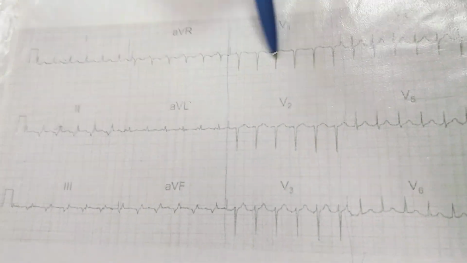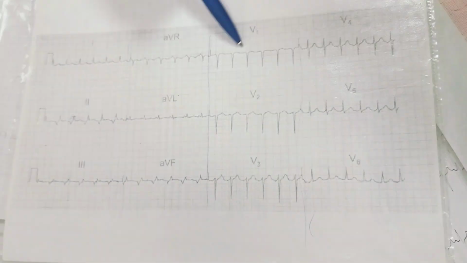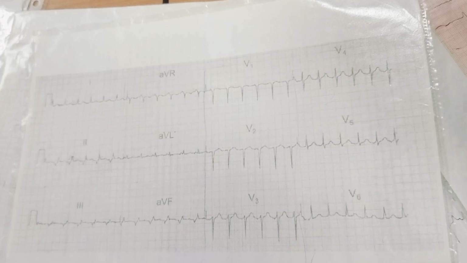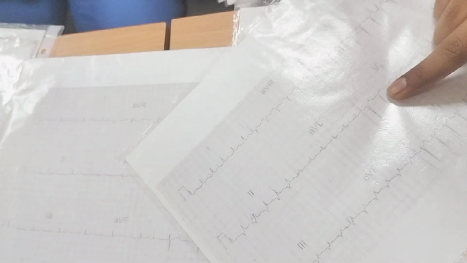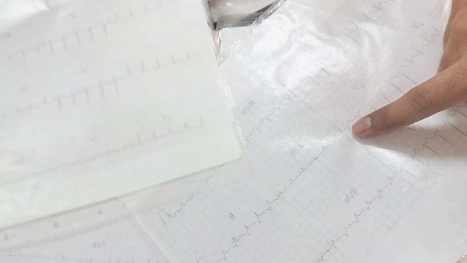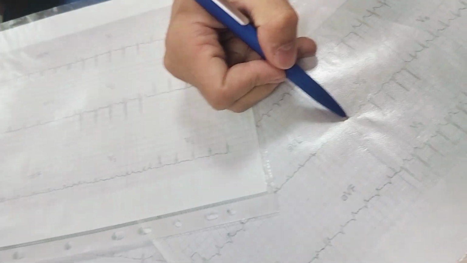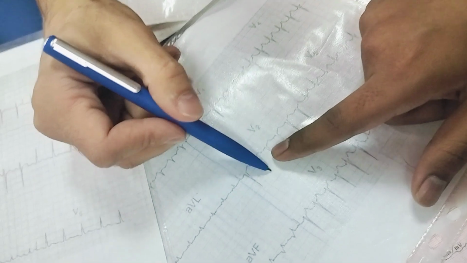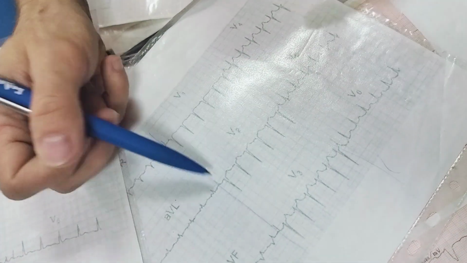And also there are signs of myocardial infarction. QS waves in V1, V2. Elevation in all the waves, right? In V1, V2, there is elevation of the ST segment and QS wave. So it is myocardial infarction in the anterior wall.